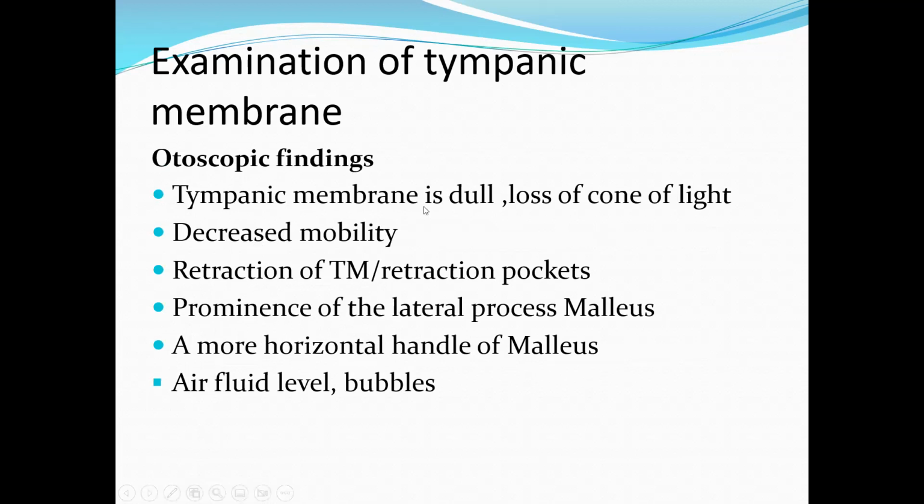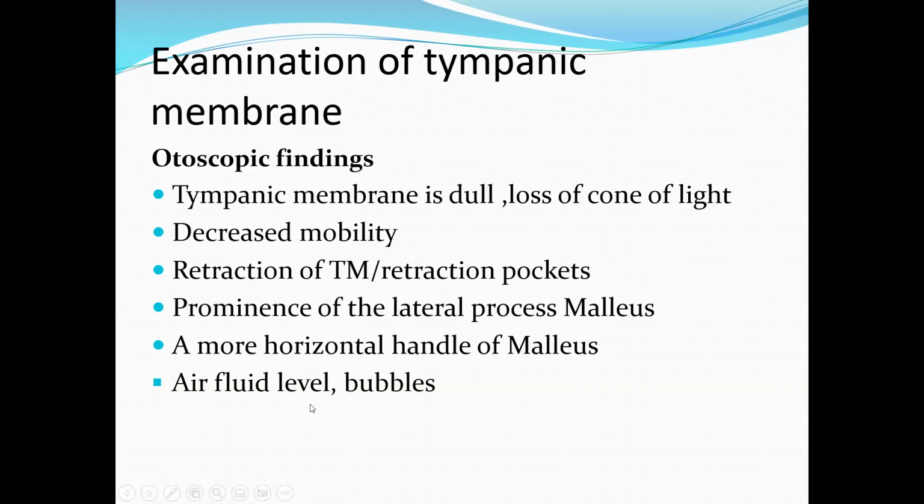The tympanic membrane will be dull. There will be loss of cone of light, decreased mobility. When we examine the tympanic membrane and we ask the patient to do Valsalva or Toynbee, there will be no movement in the tympanic membrane. So there will be decreased mobility of the tympanic membrane. Sometimes part of the tympanic membrane gets retracted. It is called a retraction pocket. There will be prominence of the lateral process of the malleus. The handle of malleus will become more horizontal.